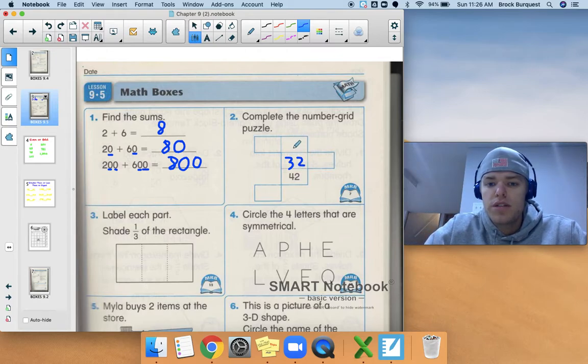What number do you think goes here? Remember, my 1's place value stays the same. What's 3 minus 1? It's an easy one. 2. Alright, now that we have these ones, we can look at these other ones.